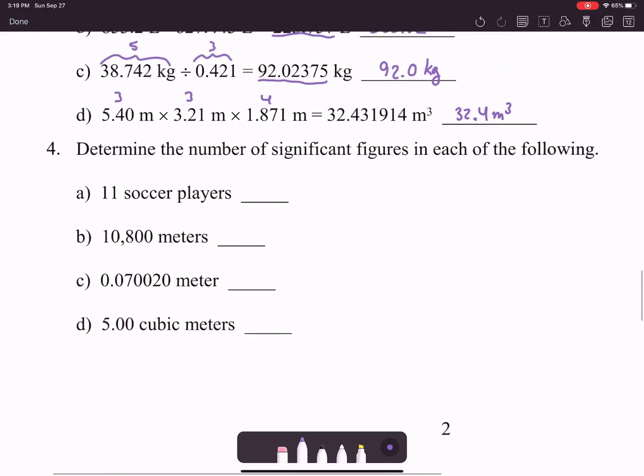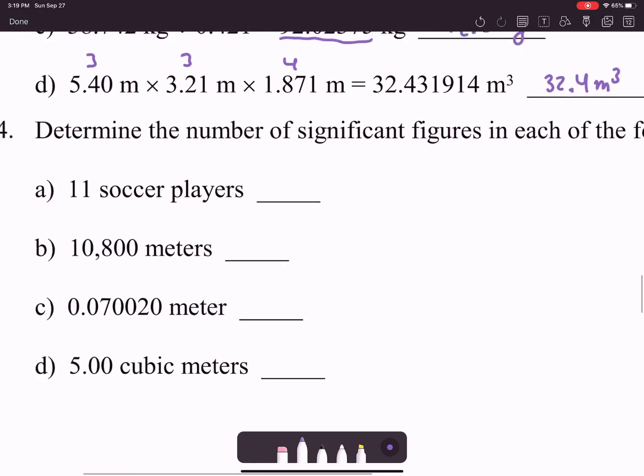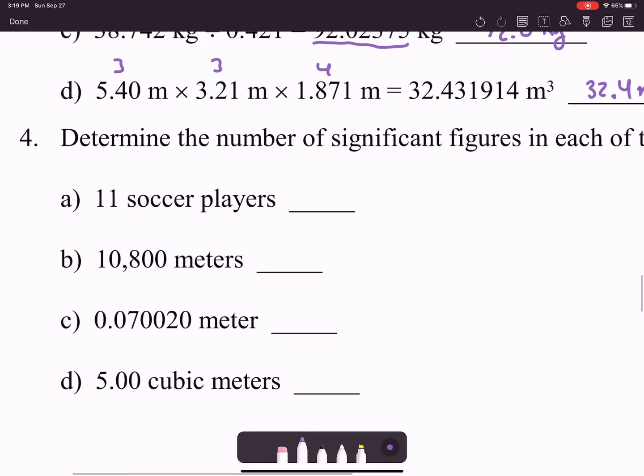All right, determine the number of significant figures in each of the following. Okay, if we can count numerically something, that means it has infinite number of significant figures. So this has infinite number of significant figures.